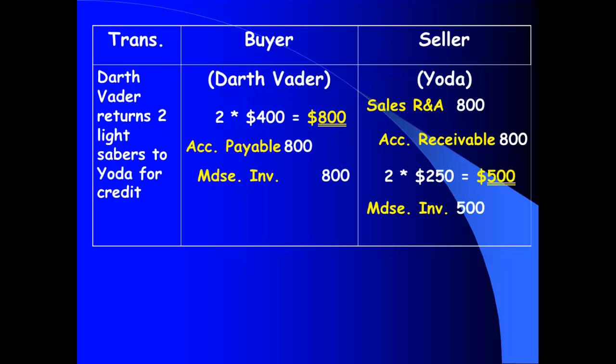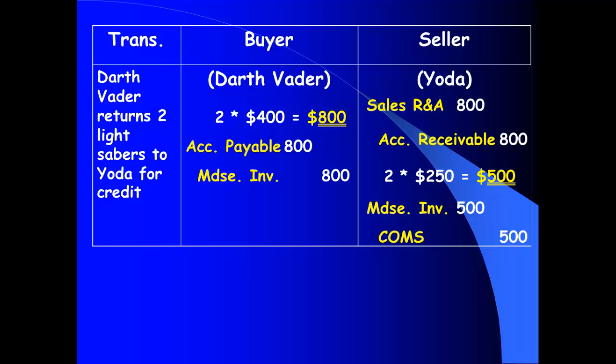Merchandise inventory. Now I have $500 more inventory, okay? Those items came off my books originally at $250 each. When I put them back on, I have to put them back on at $250 each also. I have more inventory. An asset goes up with a debit. The credit is what's a little bit odd here. The credit goes to cost of goods sold.